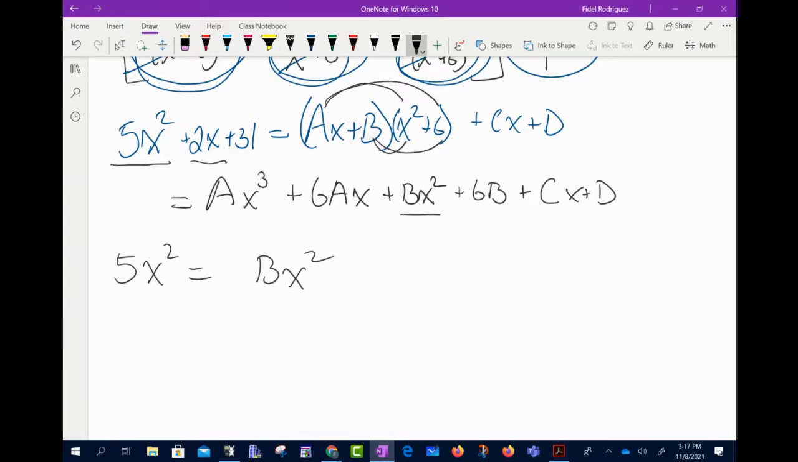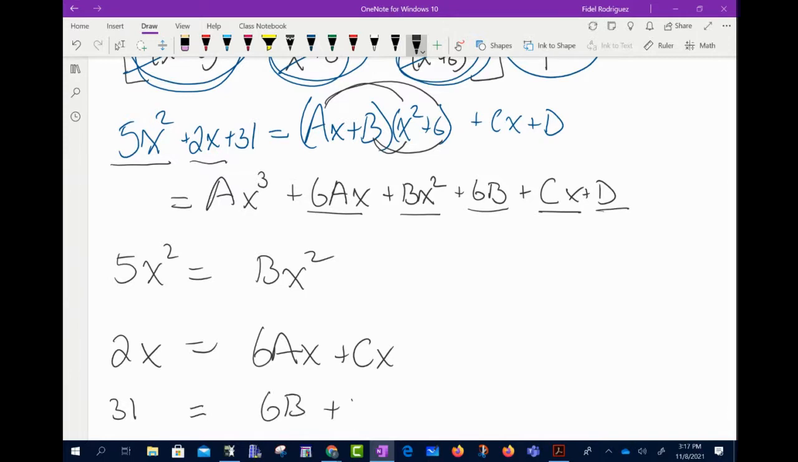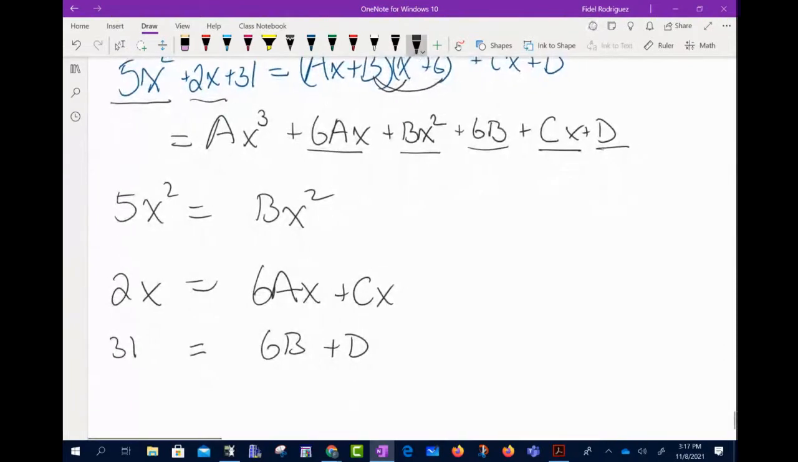Okay, and then look, I'm going to look at the next part. It has a 2x. So 2x. I'm going to look at the parts that all have an x. Looks like a 6ax and a cx. And then I have a 31, and that's equal to the parts that just have no x's. So like a 6b and a d. Okay? And we're almost there, there's one more piece, y'all.